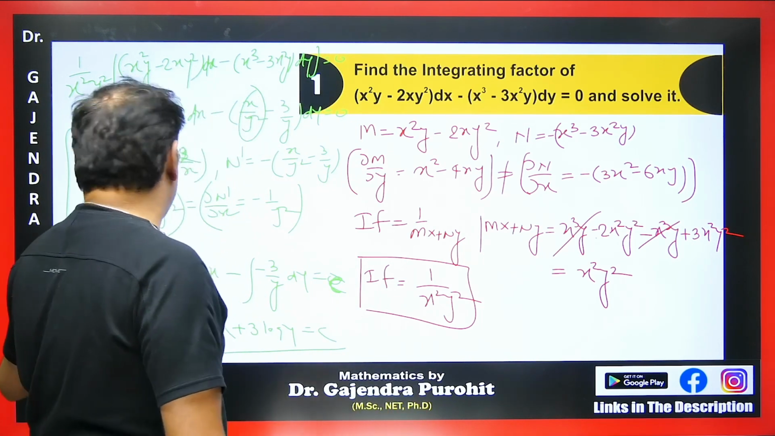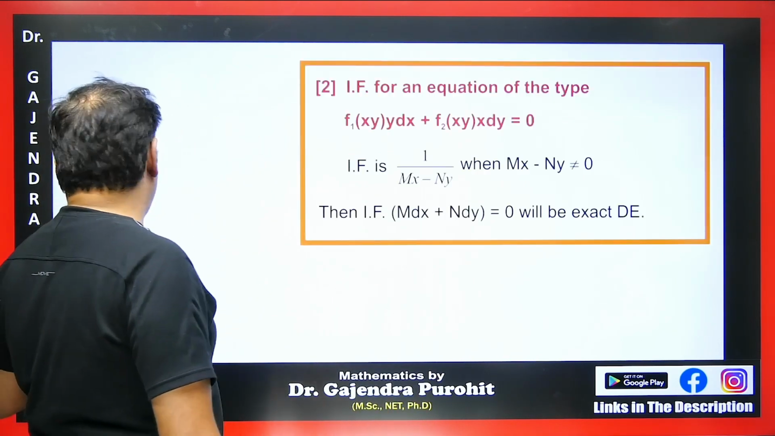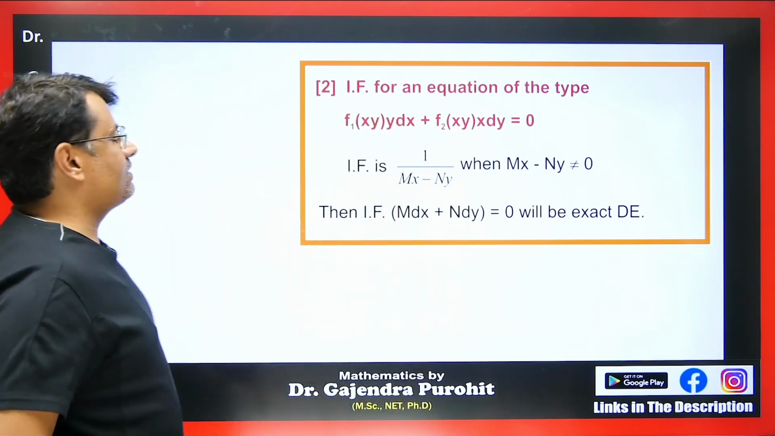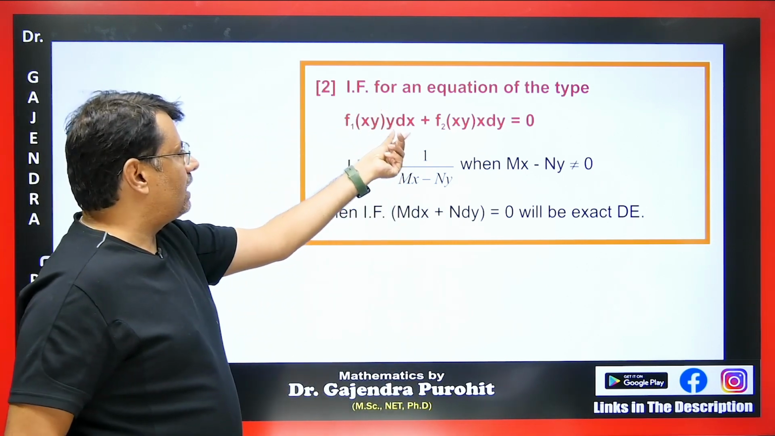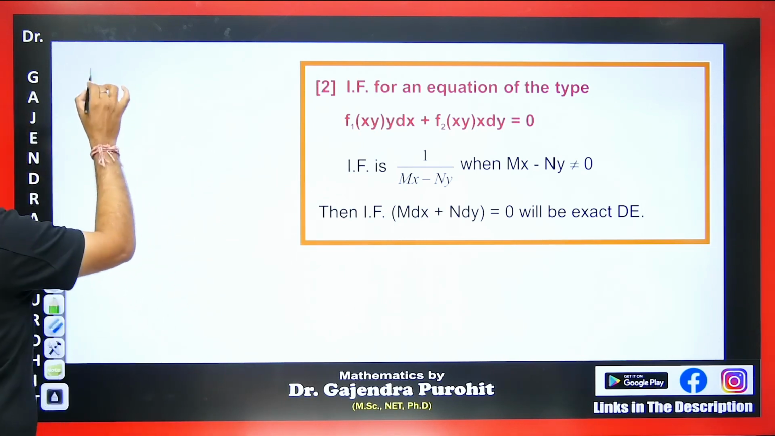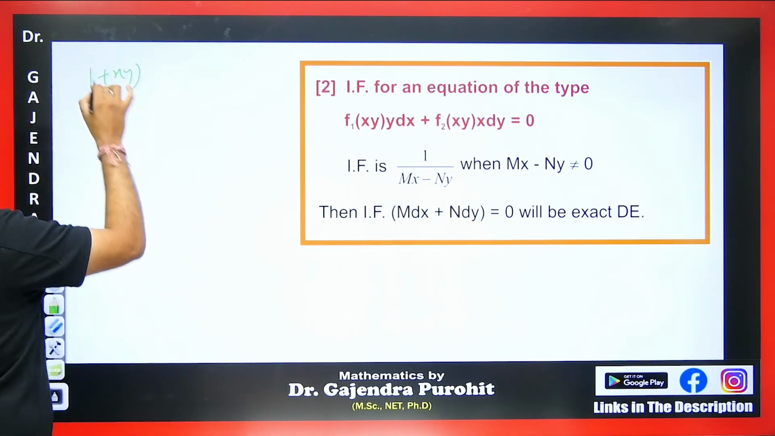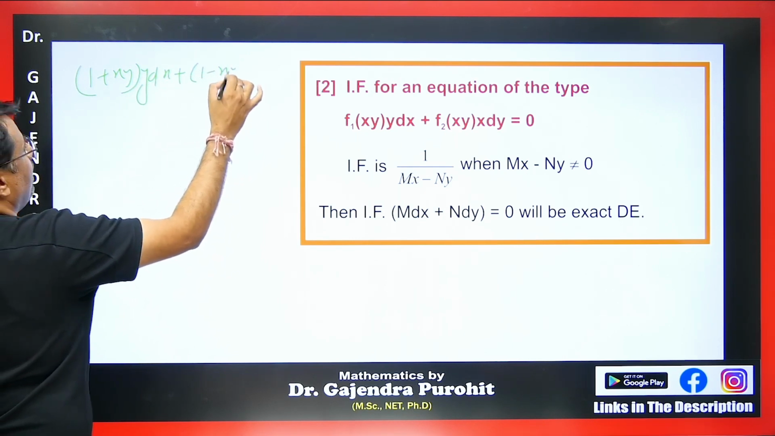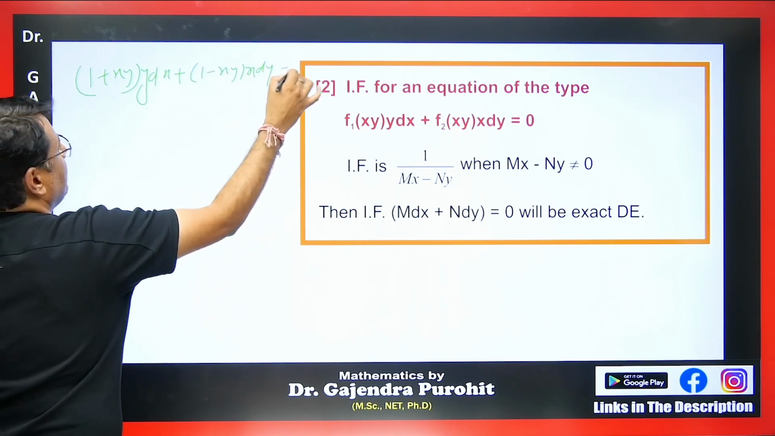Now let's discuss further. Now students, if a given differential equation is not homogeneous, or if it is of this type, it means that y is common in m and x is common in n, and it's not exact. Let's take an example here. 1 plus xy multiplied by y dx here, and then plus this value will be 1 minus xy into x dy. This is the example.